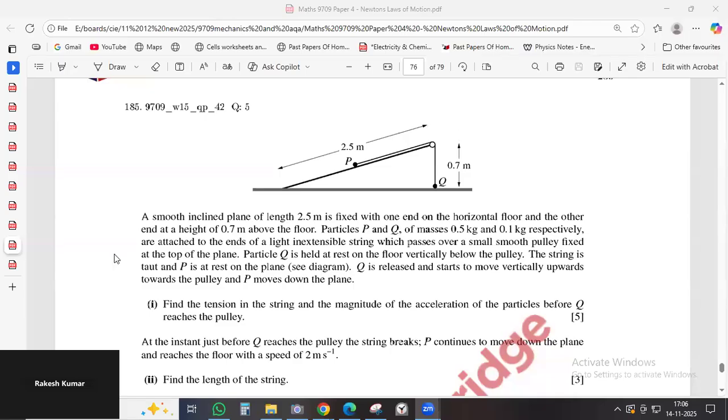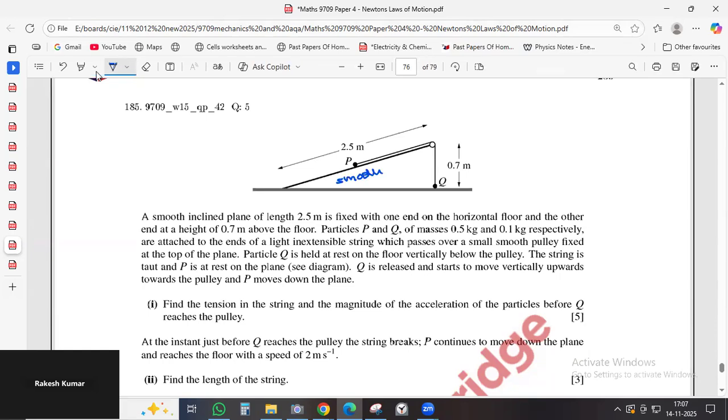First you should be clear that if you look at this question, you have to make the free body diagram. P is on a smooth slope, so P will only have a component of weight, mg sine theta. And sine theta can be found by perpendicular over hypotenuse, 0.7 over 2.5. So this can be found.